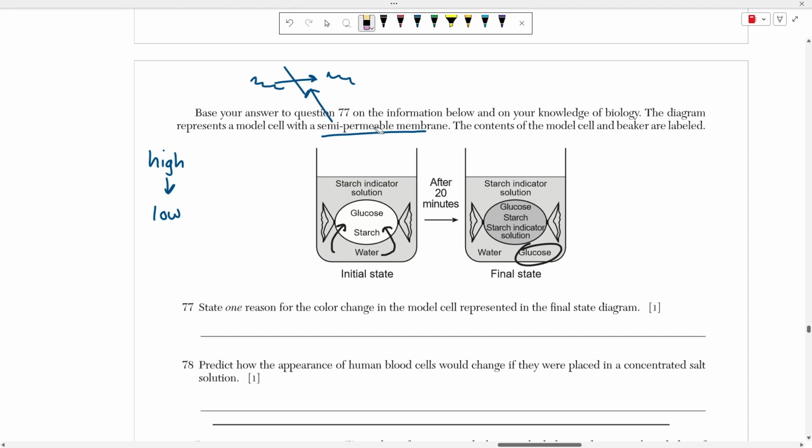Semi-permeable means it's only allowed to let certain things through, right? Semi doesn't mean all, it means some. So they're asking us one reason for the color change in the model cell predicted in the final diagram. Well, what did we just say? We just said that the water, which carries the starch indicator solution, diffused from a high concentration outside to a low concentration inside, and it reacted with the starch.